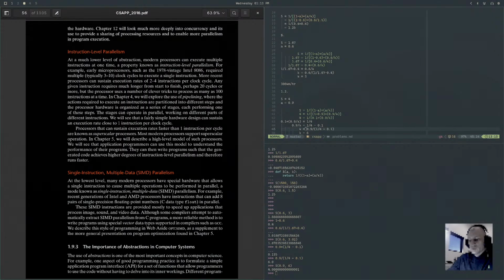In Chapter 4, we will explore the use of pipelining, where the processor hardware is organized as a series of stages, each performing one of these steps. The stages can operate in parallel, working on different parts of different instructions. We will see that a fairly simple hardware design can sustain an execution rate close to 1 instruction per clock cycle.